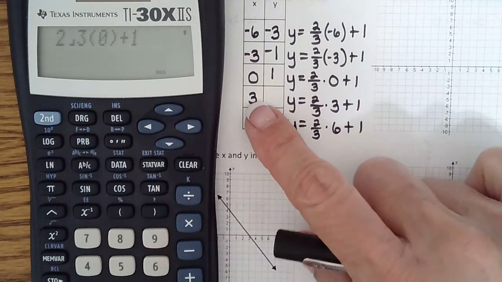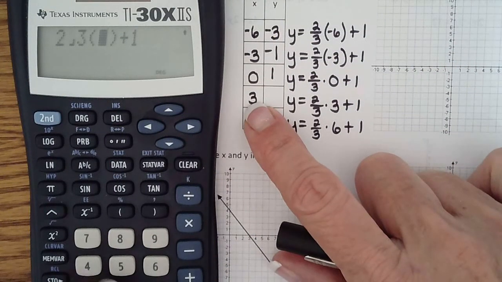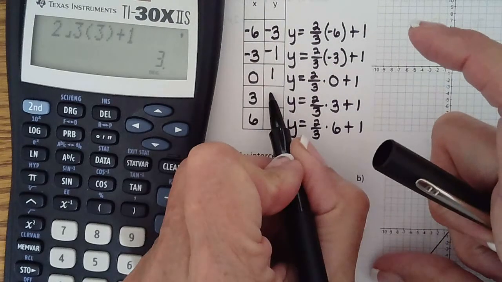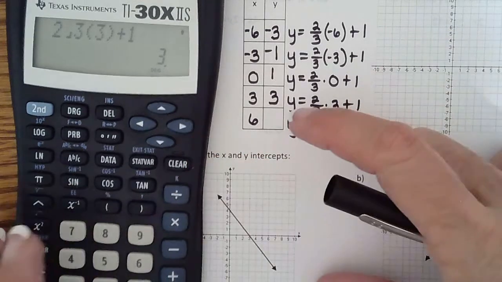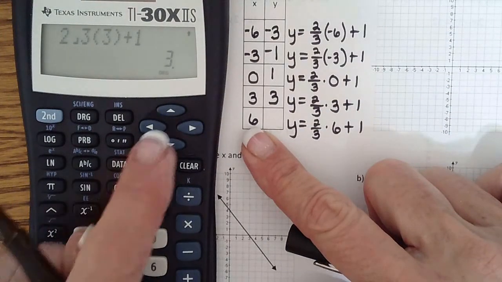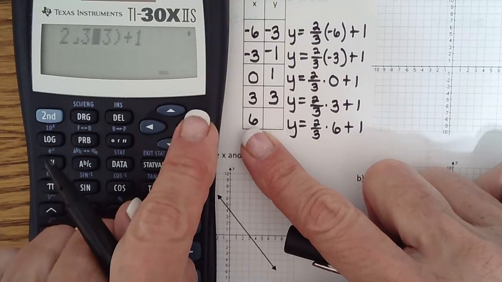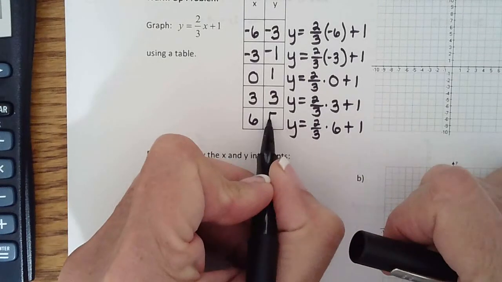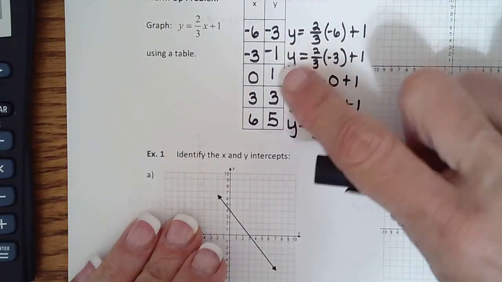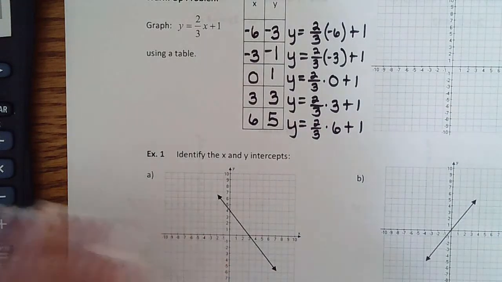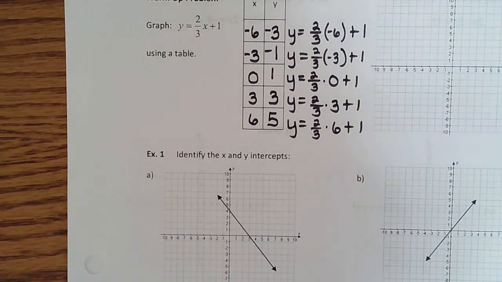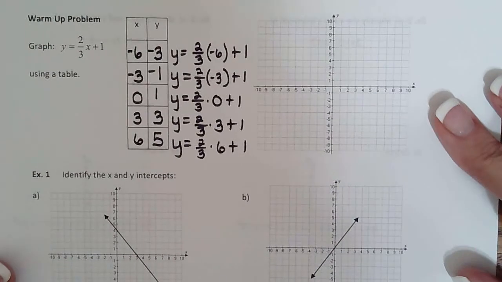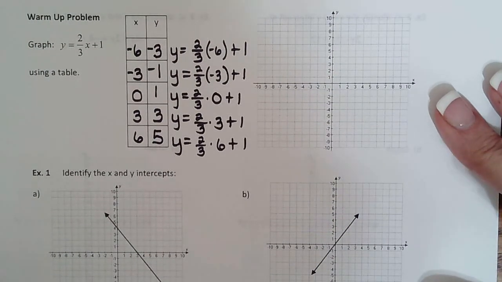This time our 0 needs to turn into 3. So that would be 3. And then last but not least, we need to turn that 3 into a 6. Hit your up arrow, key right, turn it into 6, and we get 5. And you can see the pattern stayed consistent, up 2, up 2, up 2, up 2. So our last step then is going to be to plot the 5 points and then connect them with a solid line with arrows on both ends.